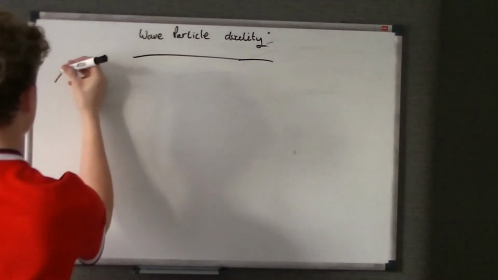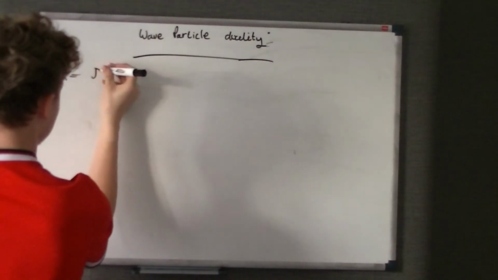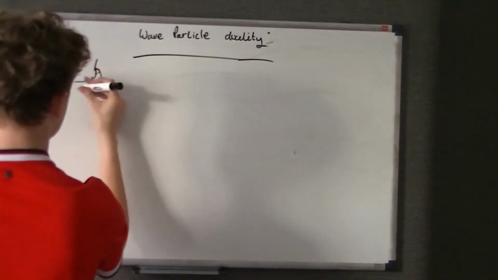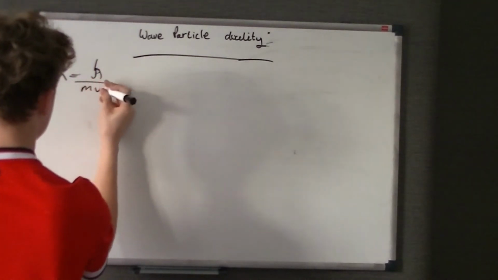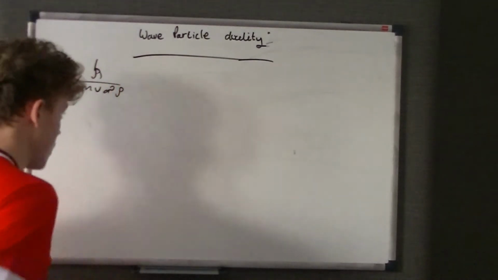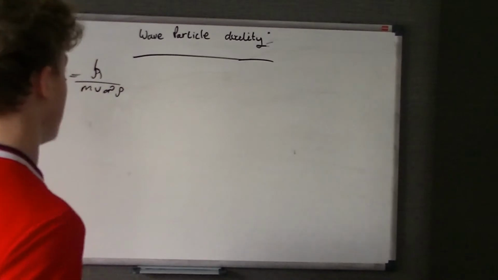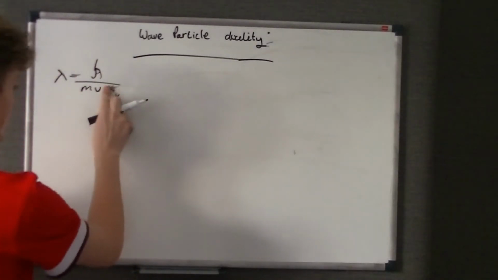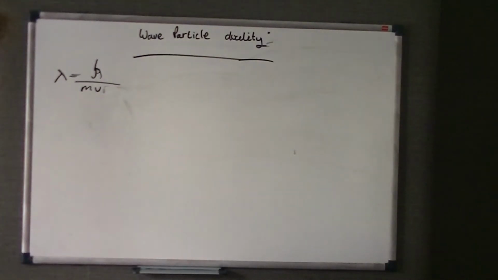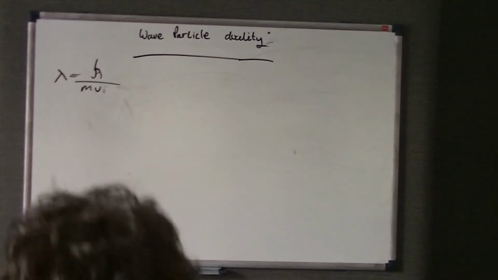So the formula is lambda equals h, Planck's constant, over mv, or p. That's a bit confusing, I'll just leave mv on the bottom. So wave-particle duality, we've explained it, we've gone through it. Now I'm going to go through a few examples.